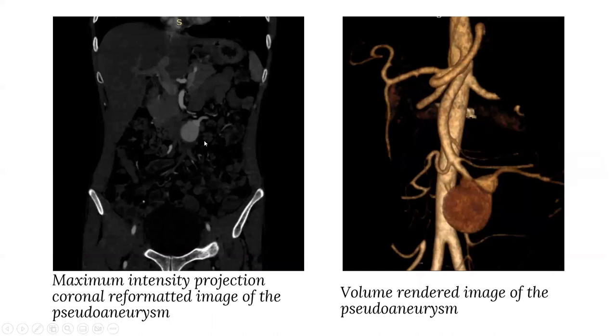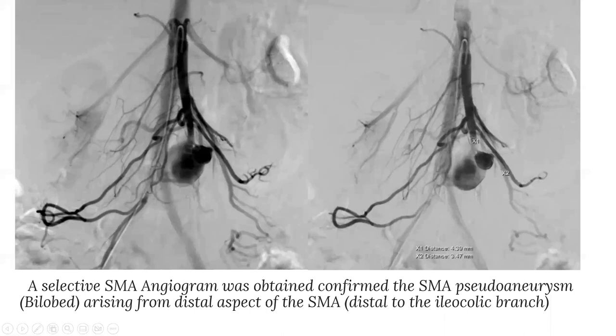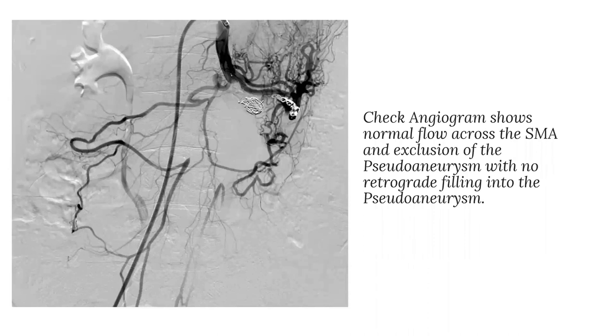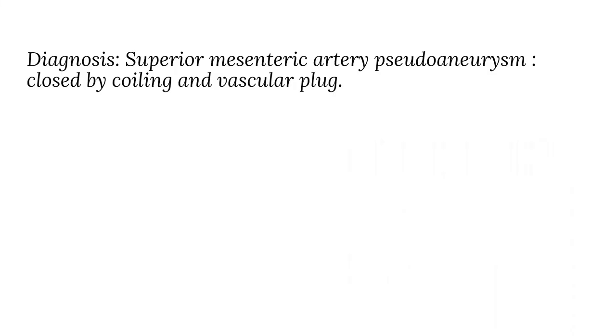These are the maximum intensity projection, coronal reformatted images, and the volume rendered image of the pseudoaneurysm. Here we can see the branches arising from the pseudoaneurysm. These are the selective SMA angiogram images, which confirmed a bilobed pseudoaneurysm arising distal to the ileocolic branch. The aneurysmal pouch was closed using a vascular plug and coils. This is the check angiogram, which showed the coils in position and no filling of the sacs. Hence, a diagnosis of superior mesenteric artery pseudoaneurysm was made, which was closed successfully by coiling and vascular plugging.